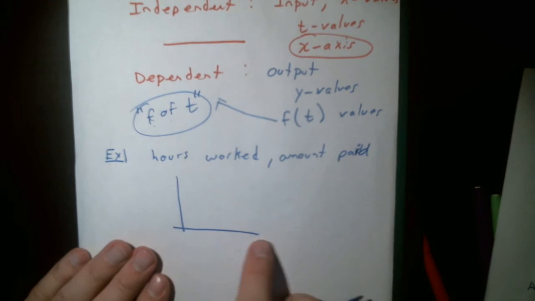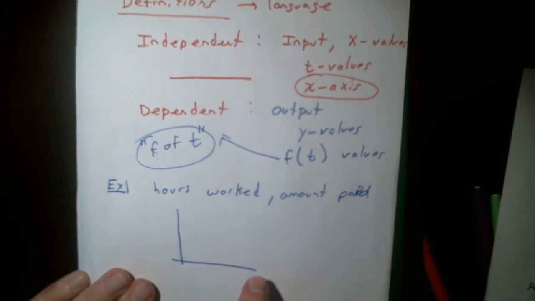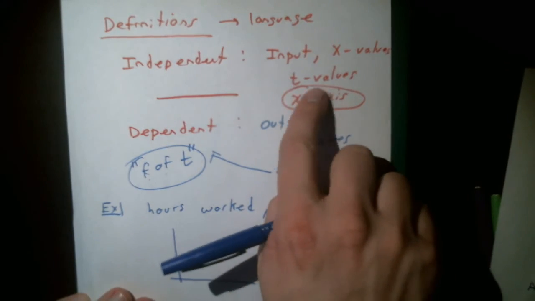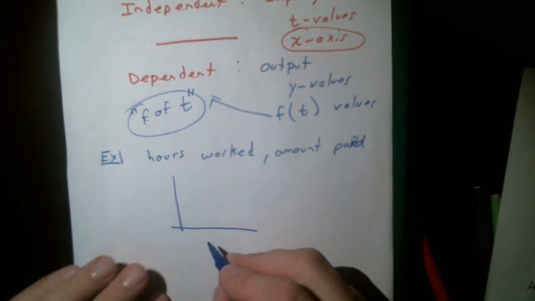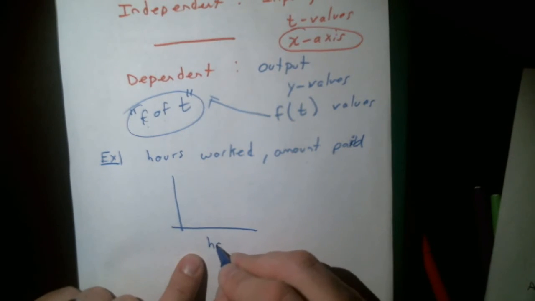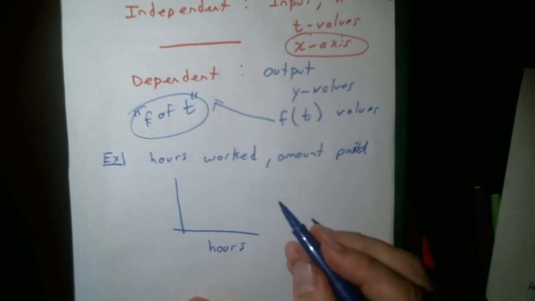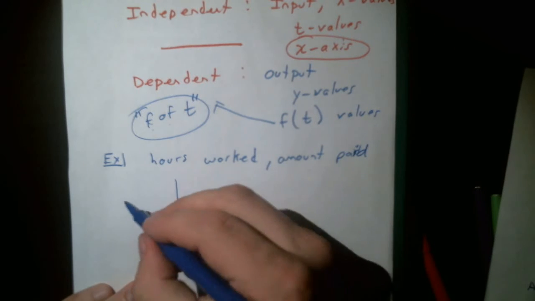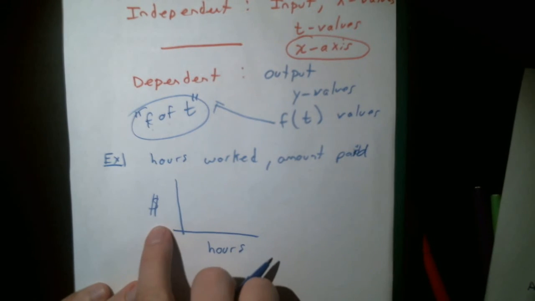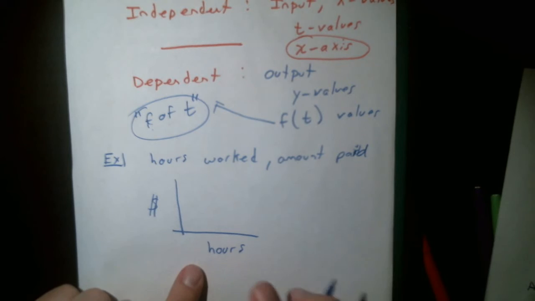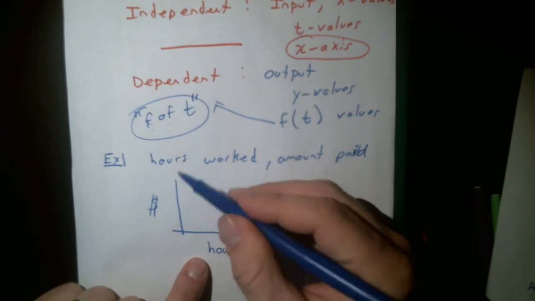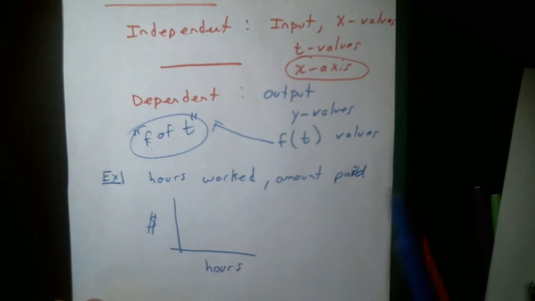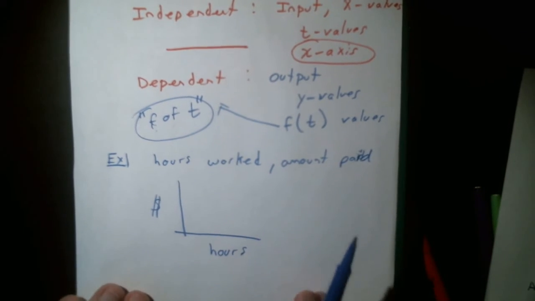Well, what's the x-axis? Well, go back up here. What's your independent variable? Your t values. So we're going to call that hours. That's your hours now. Well, what's this axis then? Well, if this is hours, I'm hoping that this is money paid. So you're thinking, okay, the amount you get paid depends on hours. Well, obviously, yeah. This is what we call a function. This is a function here.